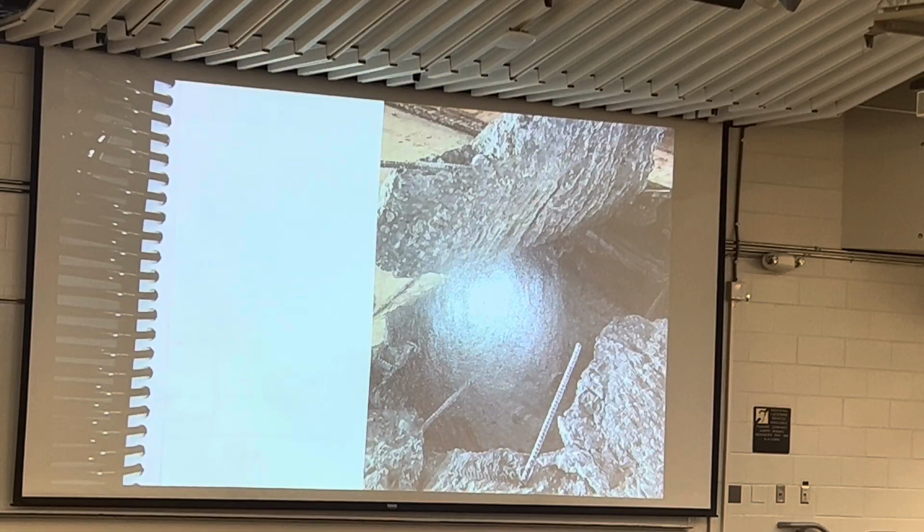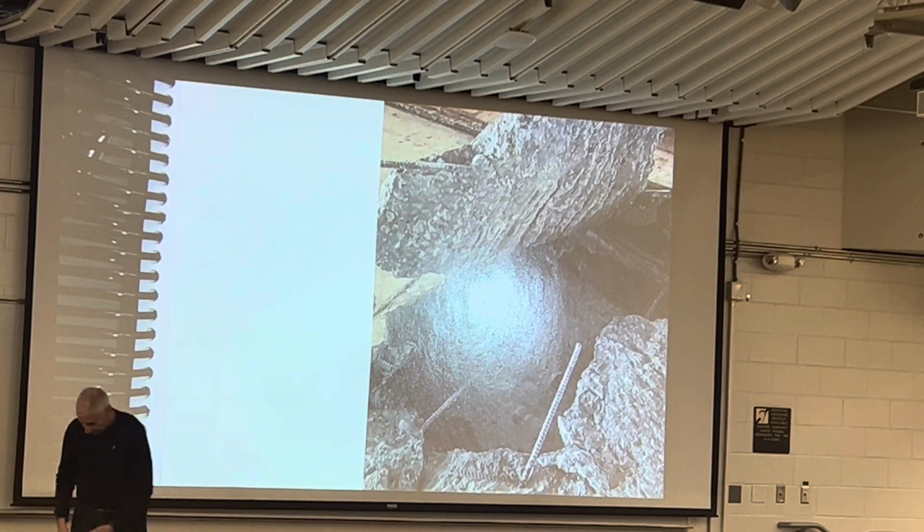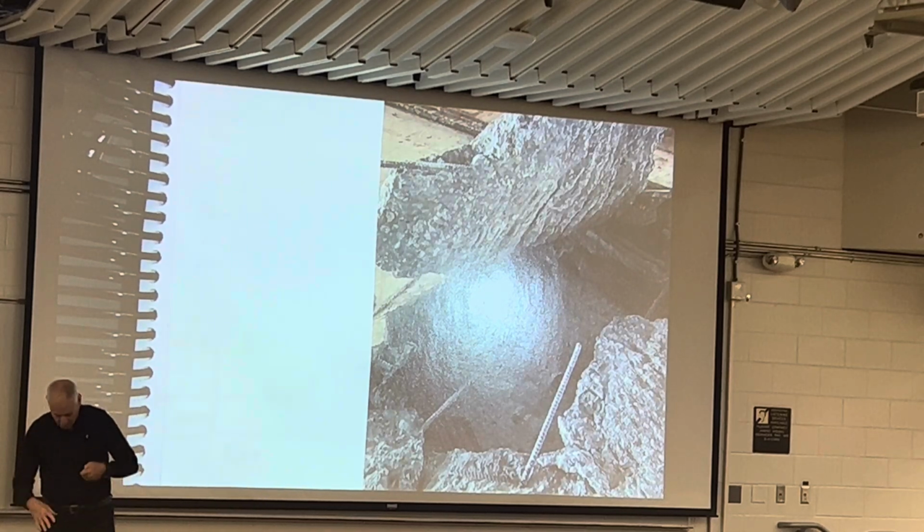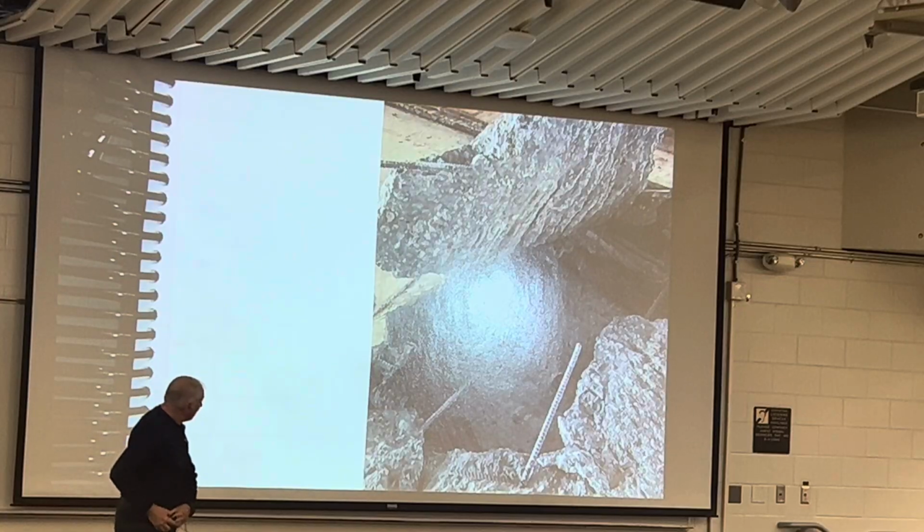Sends me this picture of a concrete pour. You can see the rebar. What the hell just happened? And the caption in the email was, "Do you believe this?" I said, "Oh."